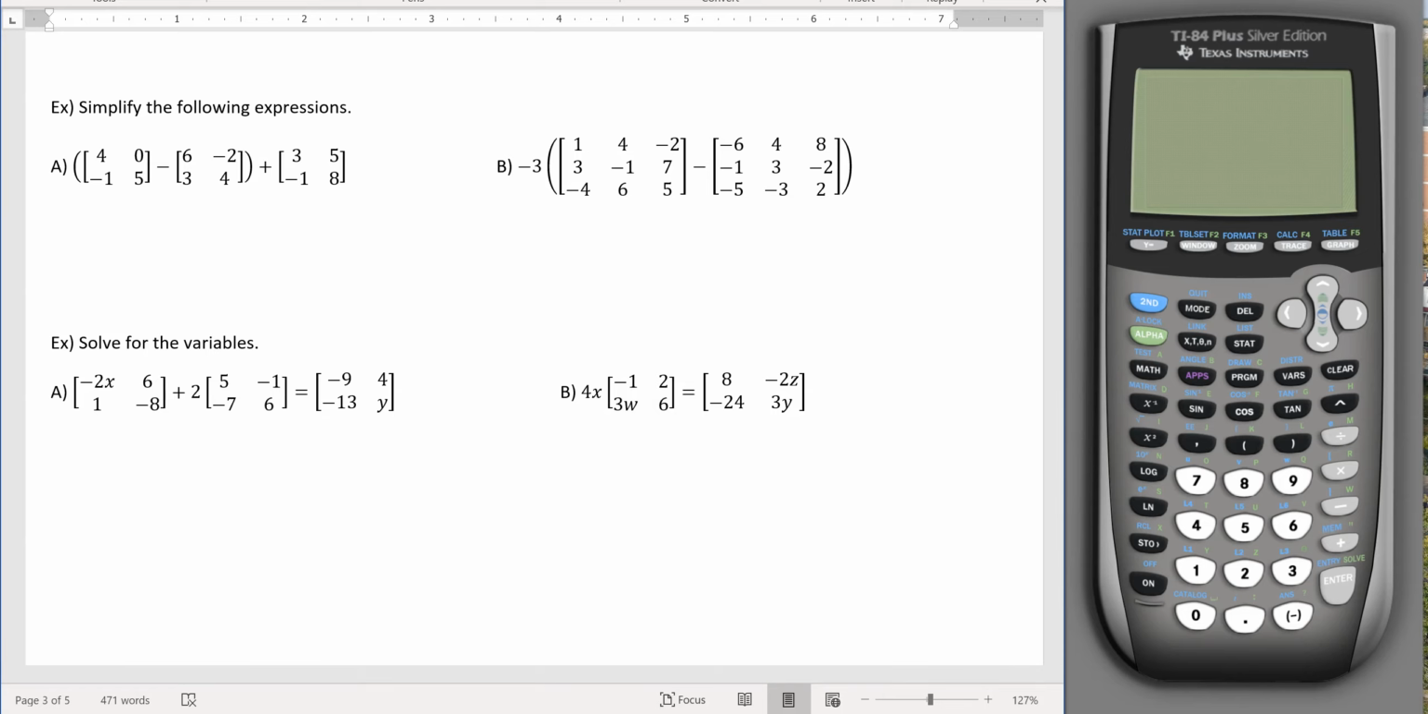Basically we are subtracting and adding matrices together. Now matrices can follow the order of operations. So I would do the subtraction within the parentheses first and then add it to this matrix. So let's start with the subtraction.